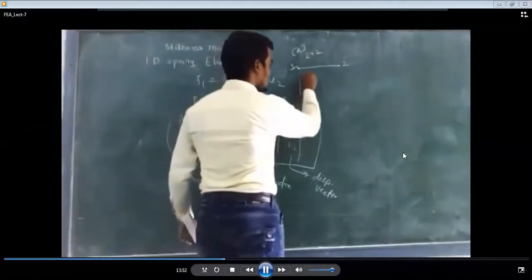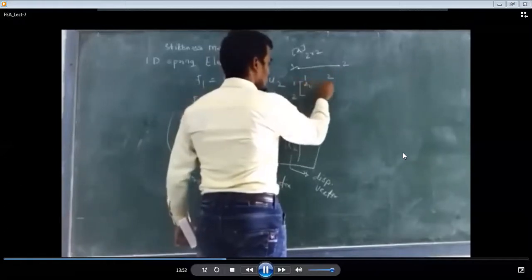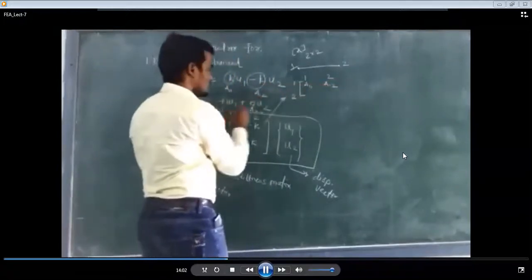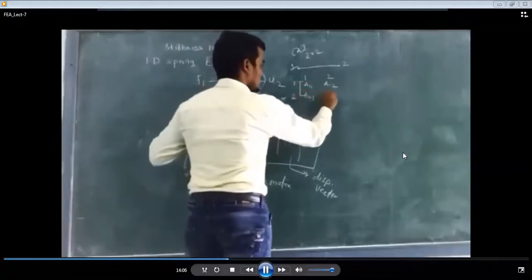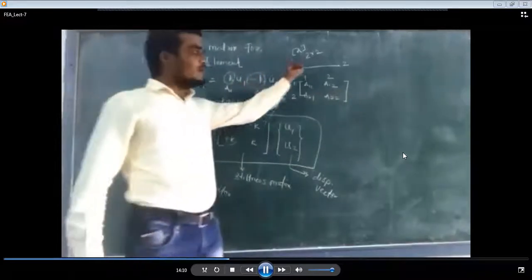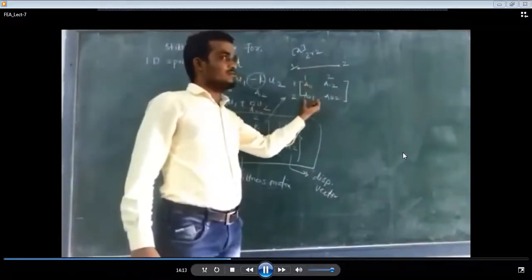So this will become equal to, so this matrix is in between node 1 and 2, so it will become A11 A12 and similarly A21 A22. These are the positions of that elemental stiffness matrix. Actually this elemental stiffness matrix lies between node 1 and 2.